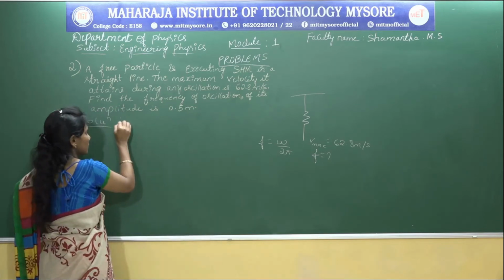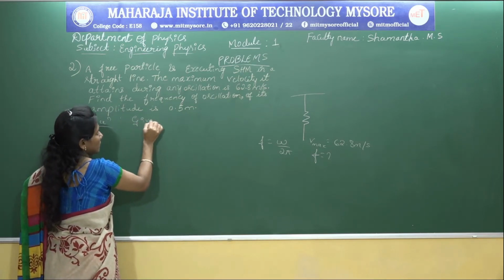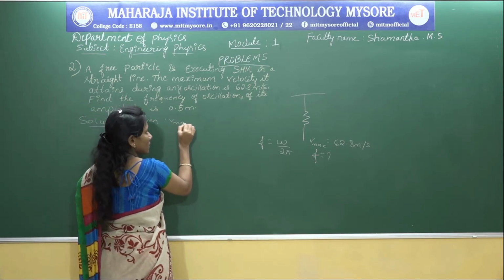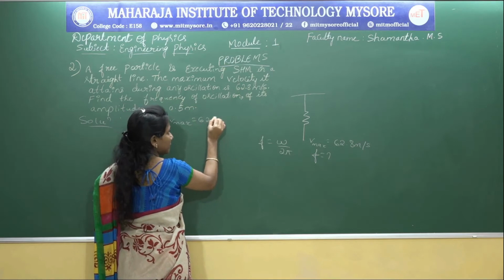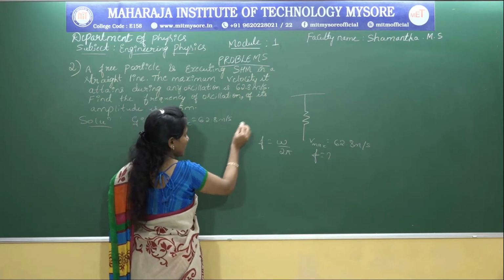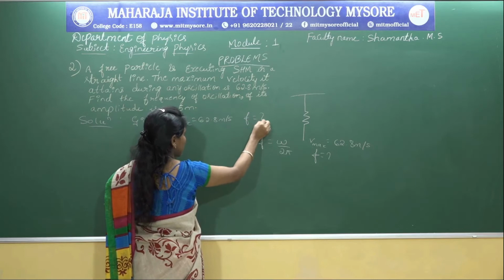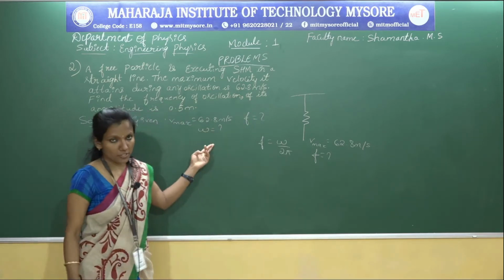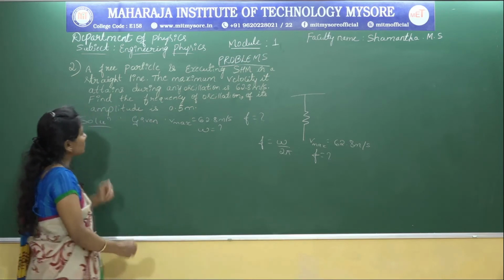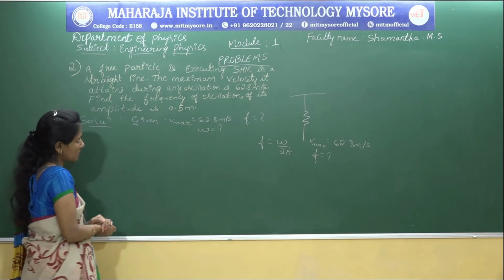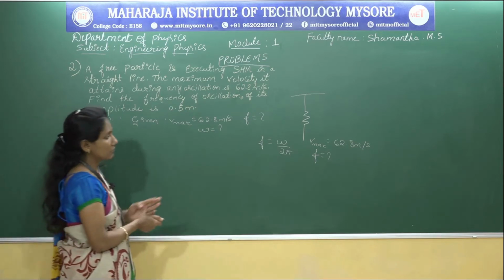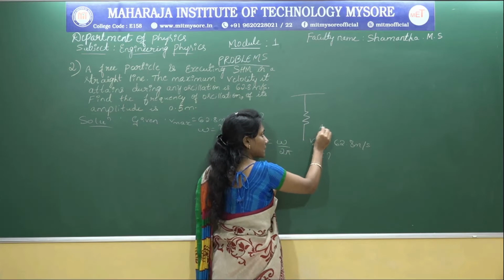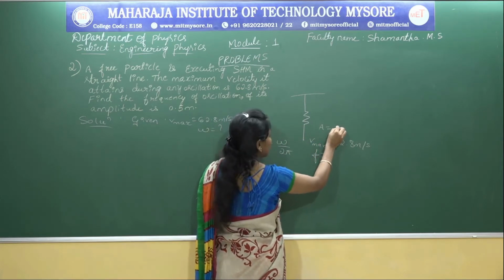So what are the things first given? Write it. Given Vmax is 62.8 meter per second, and the frequency we have to calculate. To calculate the frequency, first we have to calculate the angular frequency. Here only the maximum velocity is given, and the particle is oscillating with the amplitude of 0.5 meter.